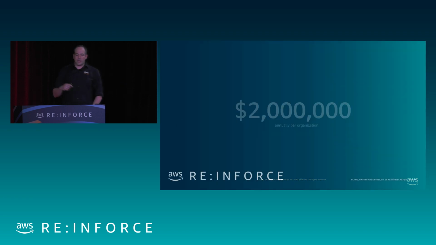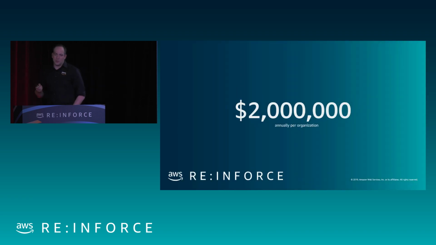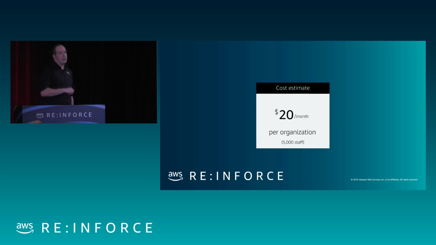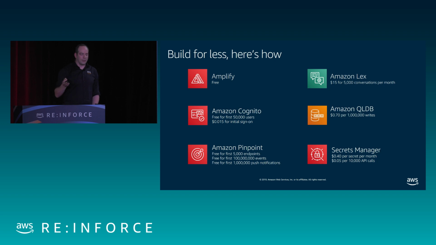Now, at the top of this conversation, I said that this was upwards of a $2 million problem for an organization. So what would this cost if we took all of those services that we saw in the architecture diagram and applied that to really solving this problem? Well, we take that from $2 million down to $20 a month, which is an incredible savings. So how do we actually arrive at $20 a month? Well, let's take a look at it.